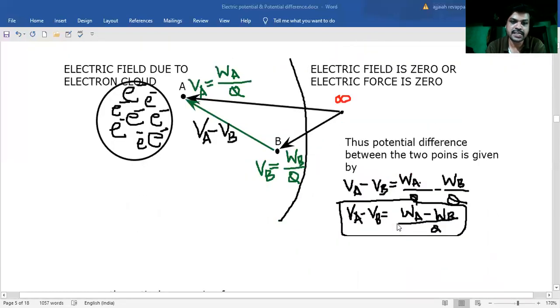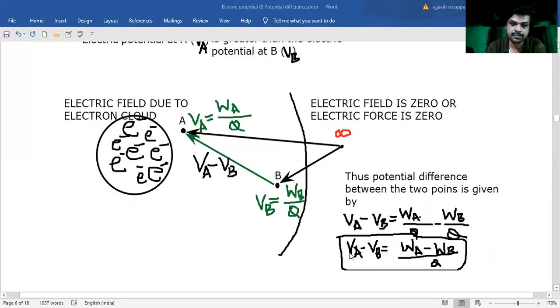Then what is the mathematical expression for potential difference? See, here we have a mathematical expression. VA minus VB is equal to WA minus WB divided by Q. This expression we use to calculate the potential difference whenever the work done to move the charge from infinity to one point, and again from infinity to another point, are given in the problem. So depending on the situation, we use the equation for potential difference.